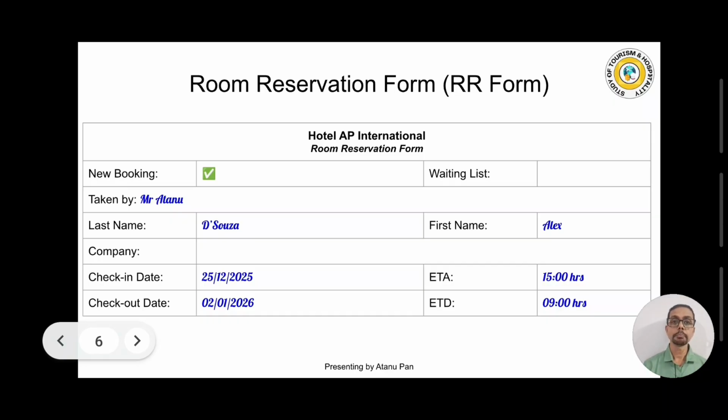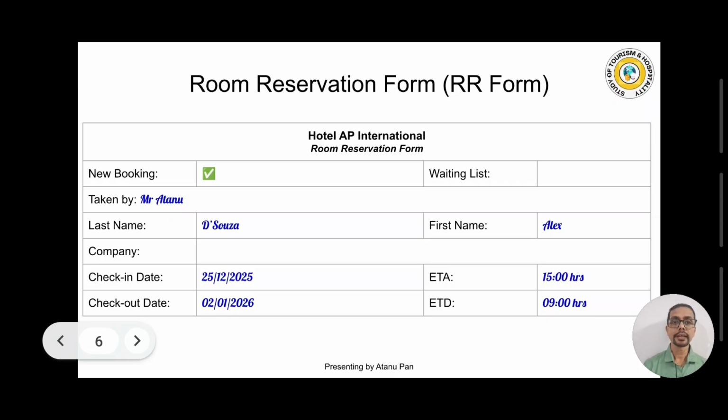The next one is company. Here company means if the reservation is done through any company, the guest will be Alex D'Souza, but the payment will be done by the company, not by Alex D'Souza. In that case we will write the name of that company. But here we assume that Alex D'Souza is not from any company, he is just an individual who has booked directly. So let's proceed.